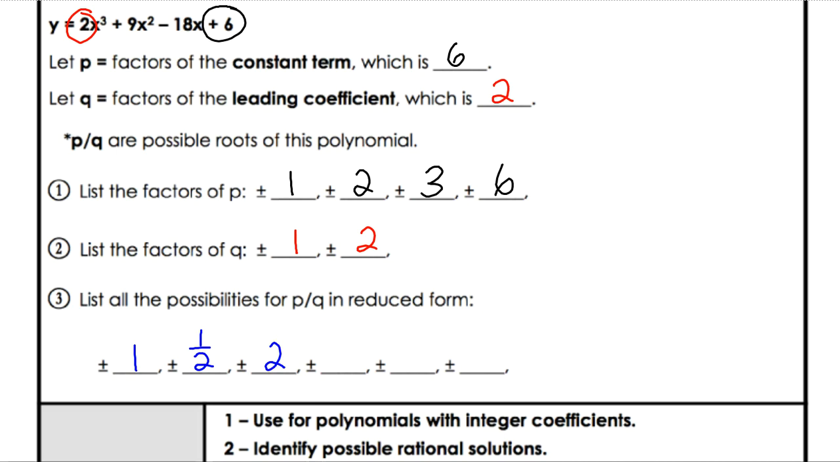Then I go to the 3. 3 divided by 1 is 3. 3 divided by 2 is 3/2. And then I go 6. 6 divided by 1 is 6. 6 divided by 2 is 3. That one's already written there.